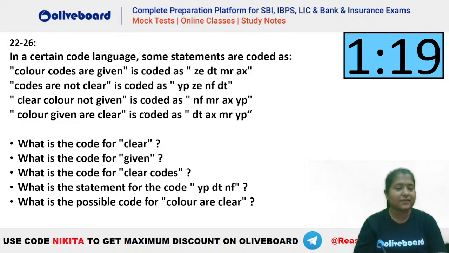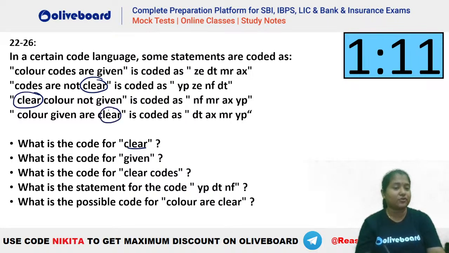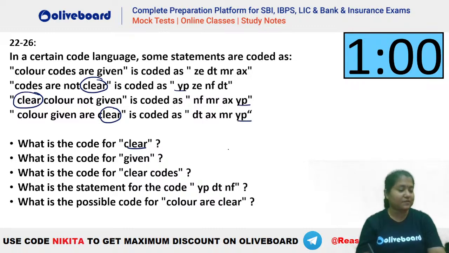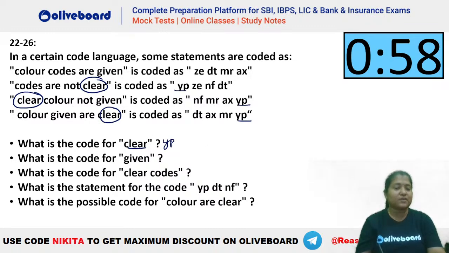Chalo. So clear. What will be the code for clear here? You can see clear is given in the second one. It's there in the third one, right? So it's there in second, third and fourth. If you compare the three, you can see only clear is common between the three. And what is that which is common between all three? You can see we have YP which is here, YP which is here and YP which is here. That means clear should be YP.